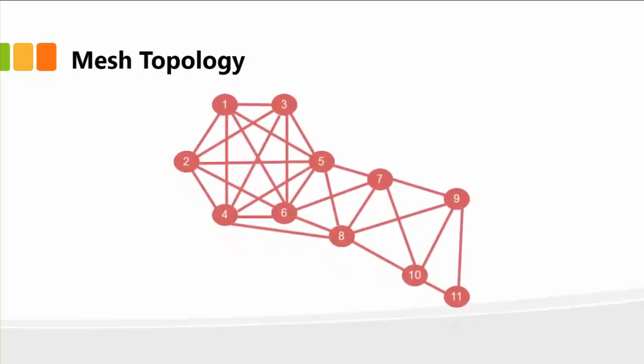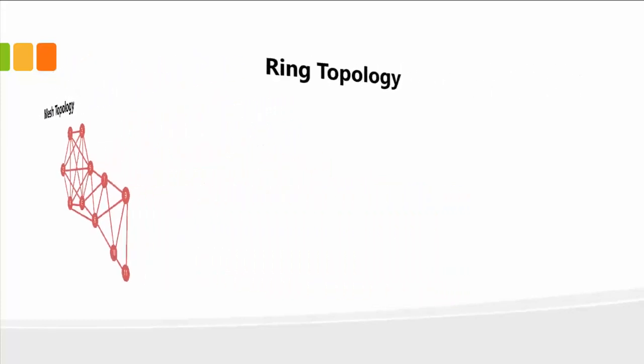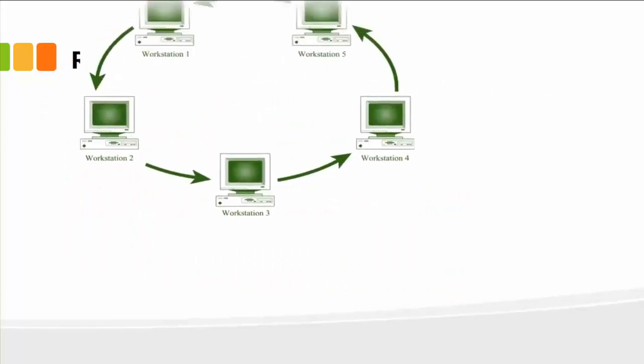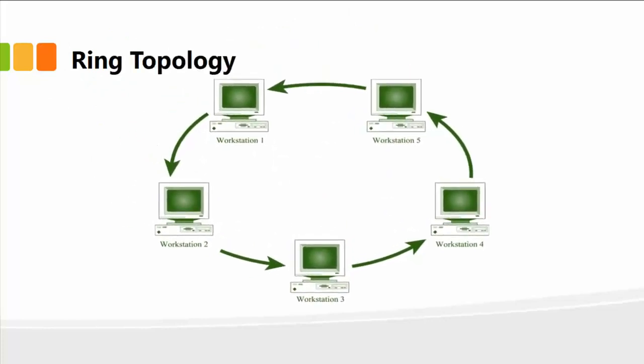Then we have the mesh, which is a combination of your star and bus or ring. So it's just a combination of different topologies that you can deploy within your own environment. That's all there is to it. And next, of course, we have a ring topology, just a bunch of workstations connected together to form a ring format where data is flowing, you're sharing resources from one node to the other.